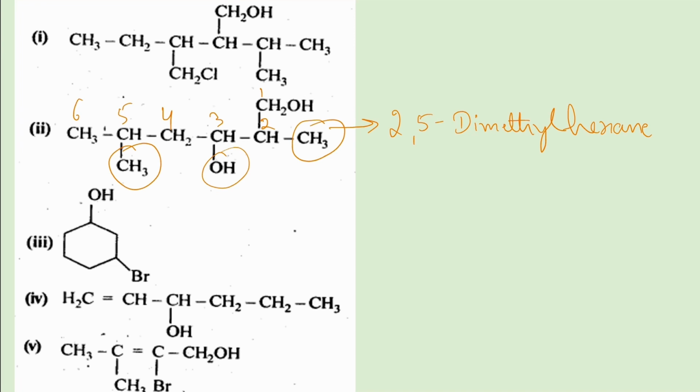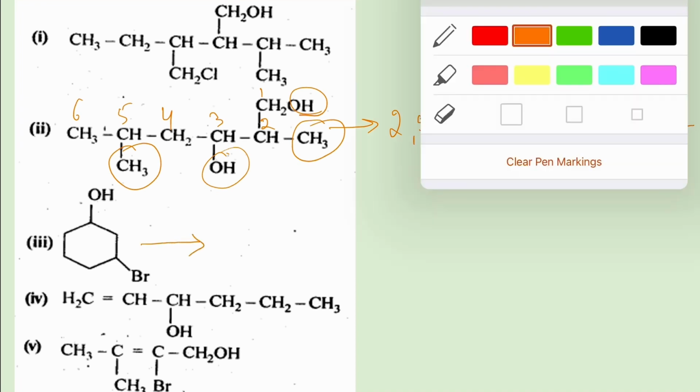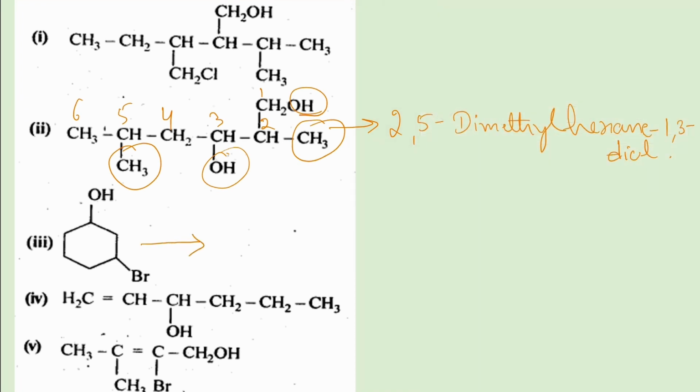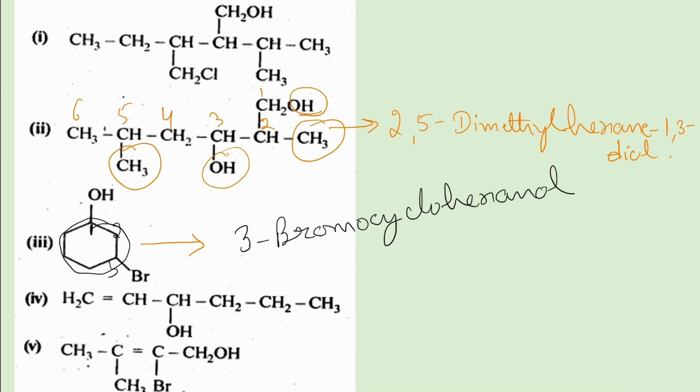I'm putting E now because there are 2 OH groups here. So hexane, clearly 6 carbons, dash 1, 3 dash diol. There are 2 OH groups, so this is the name. Third one is simple. Cyclohexane. And you have OH here, so this is having more priority according to priority series. So 1, 2, 3. The name is 3 bromo cyclohexanol. That's the name of the compound.